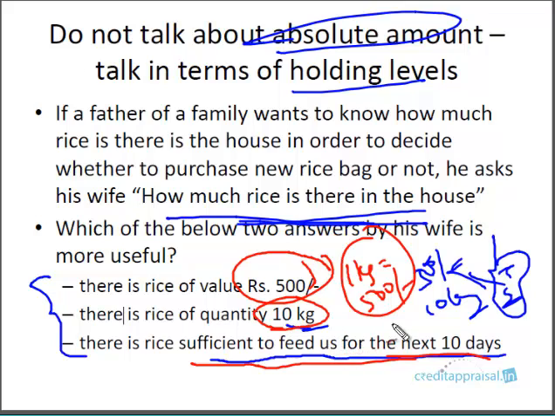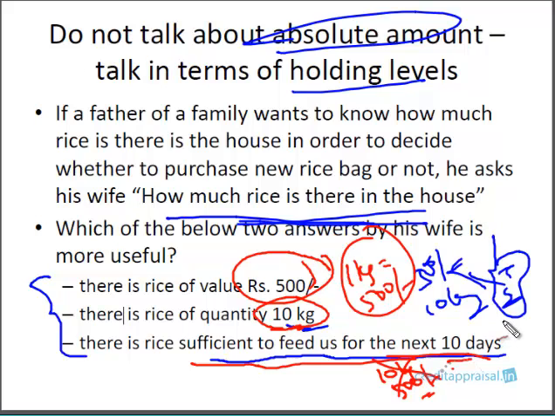See, if she says there is sufficient rice for the next 10 days, here she is not mentioning the quantity, that there is 10 kgs of rice. She's not speaking of the amount or the value of this rice, 500. She's just saying the rice is sufficient for the next 10 days. So the husband will get an idea that okay, for the next 10 days there's no urgency.